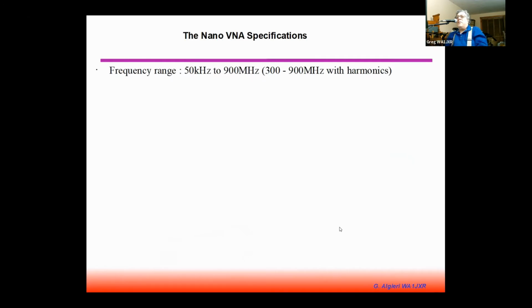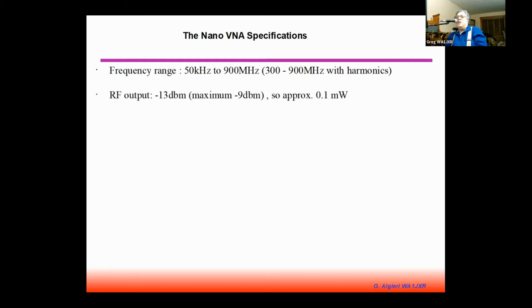Oh, let's talk a little bit about the specs. What are the specs? They have some units now that go a little bit higher, but frequency range is 500 kilohertz to 900 megahertz. It goes 500 kilohertz to 300 megahertz directly, and then it uses harmonics from the source to get up to 600 and 900 megs.